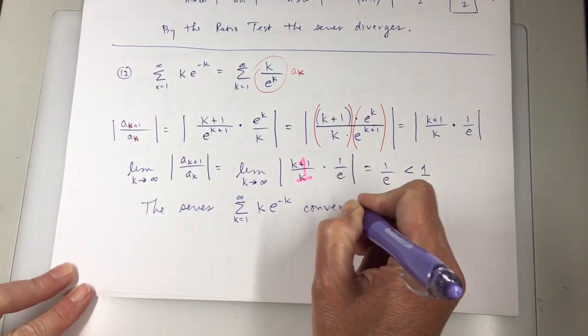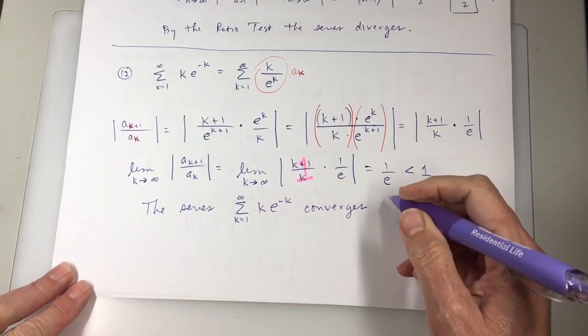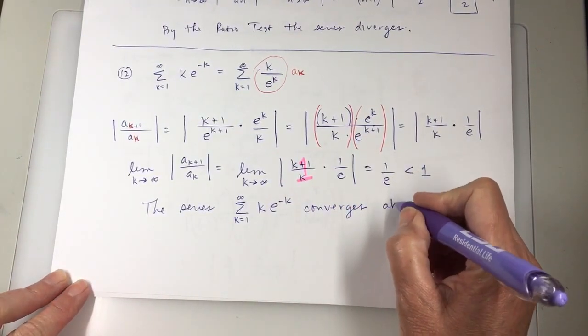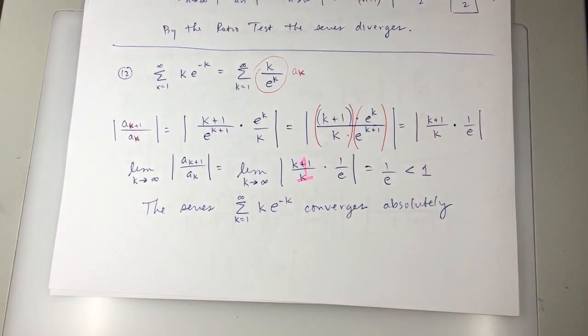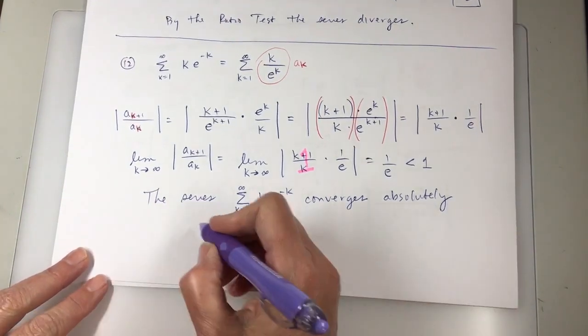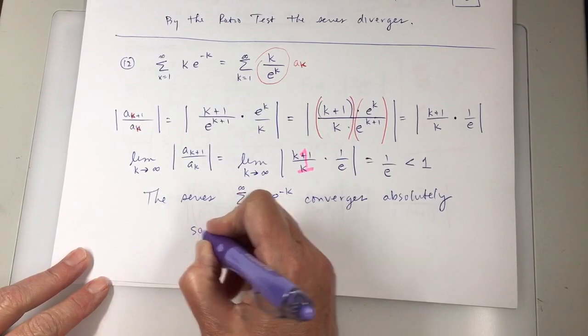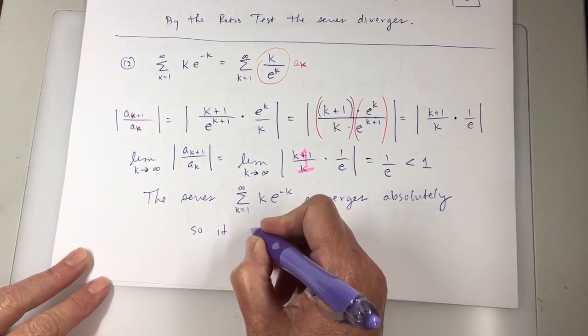So it converges absolutely. The directions in the book said determine if it converges or diverges. Well, if it converges absolutely, it does what? So it converges.